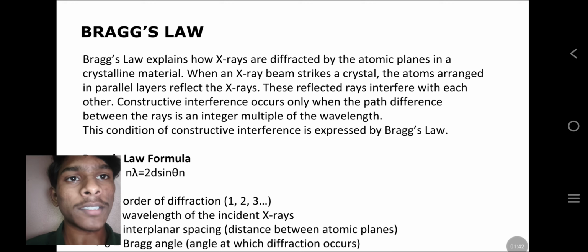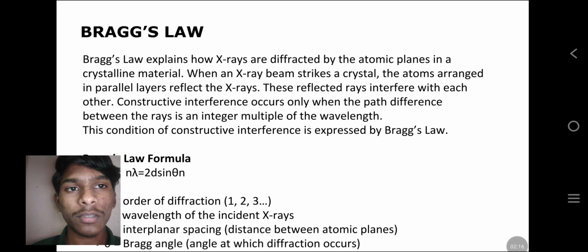Bragg's law explains how X-rays are diffracted by the atomic planes in a crystalline material. When an X-ray beam strikes a crystal, the atoms arranged in parallel layers reflect the X-rays. These reflected X-rays interfere with each other. Constructive interference occurs only when the path difference between the rays is an integer multiple of the wavelength. This condition of constructive interference is expressed by Bragg's law.